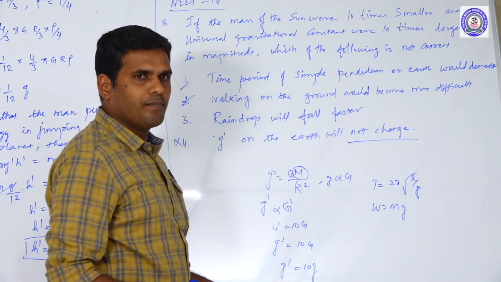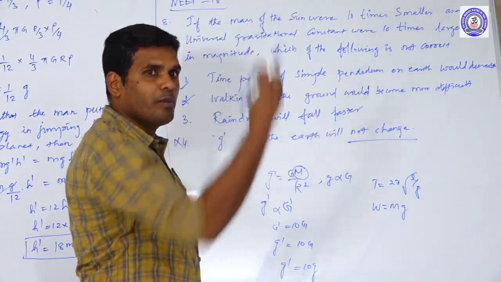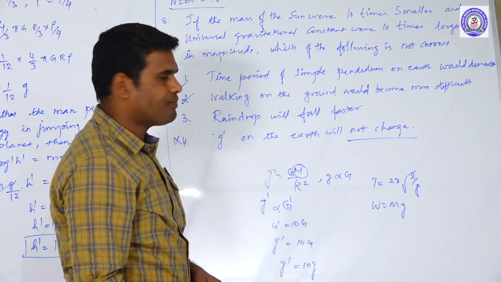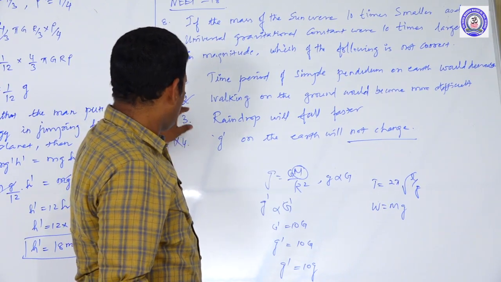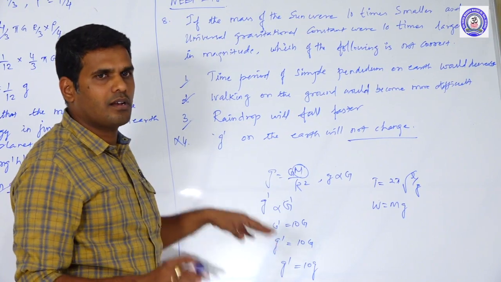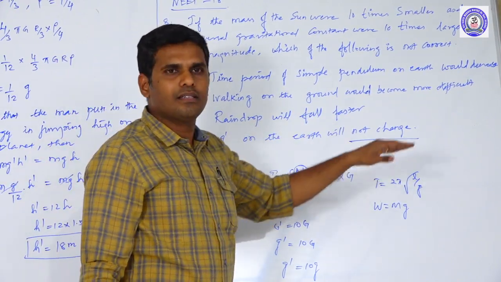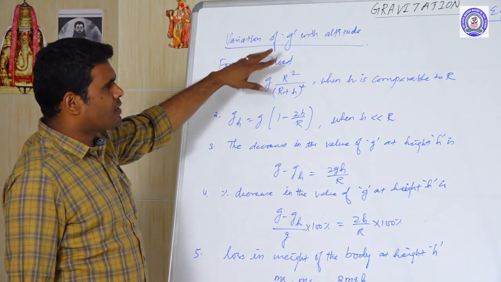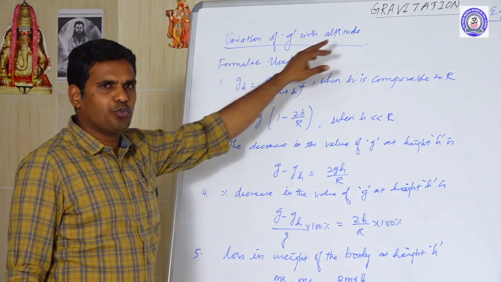Raindrop will fall faster. As the acceleration due to gravity is more, it will be pulling it, right? So that its speed will increase. So all these three options, 1, 2, 3 are correct. Fourth option alone is wrong. So g on the earth will not change. Now we shall see problems related to variation of g with altitude.